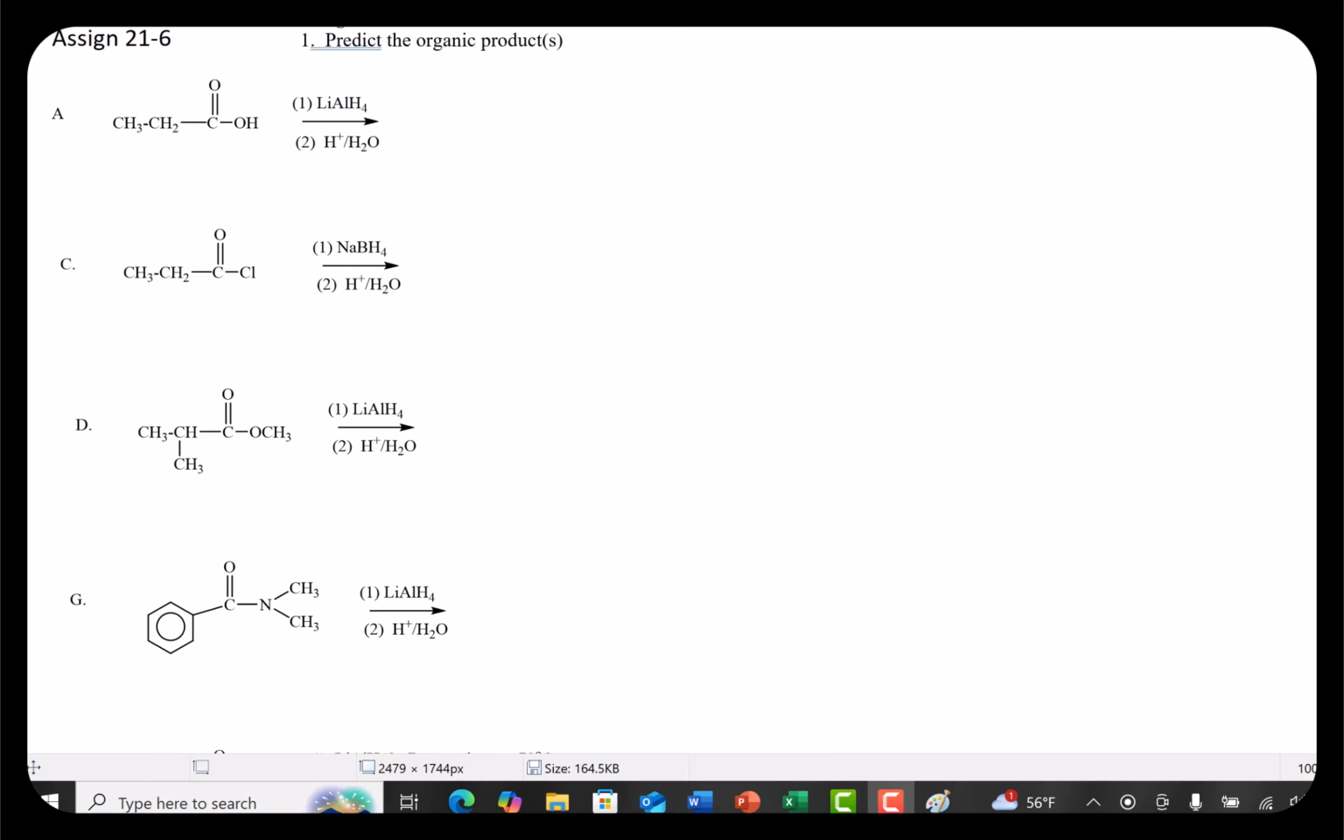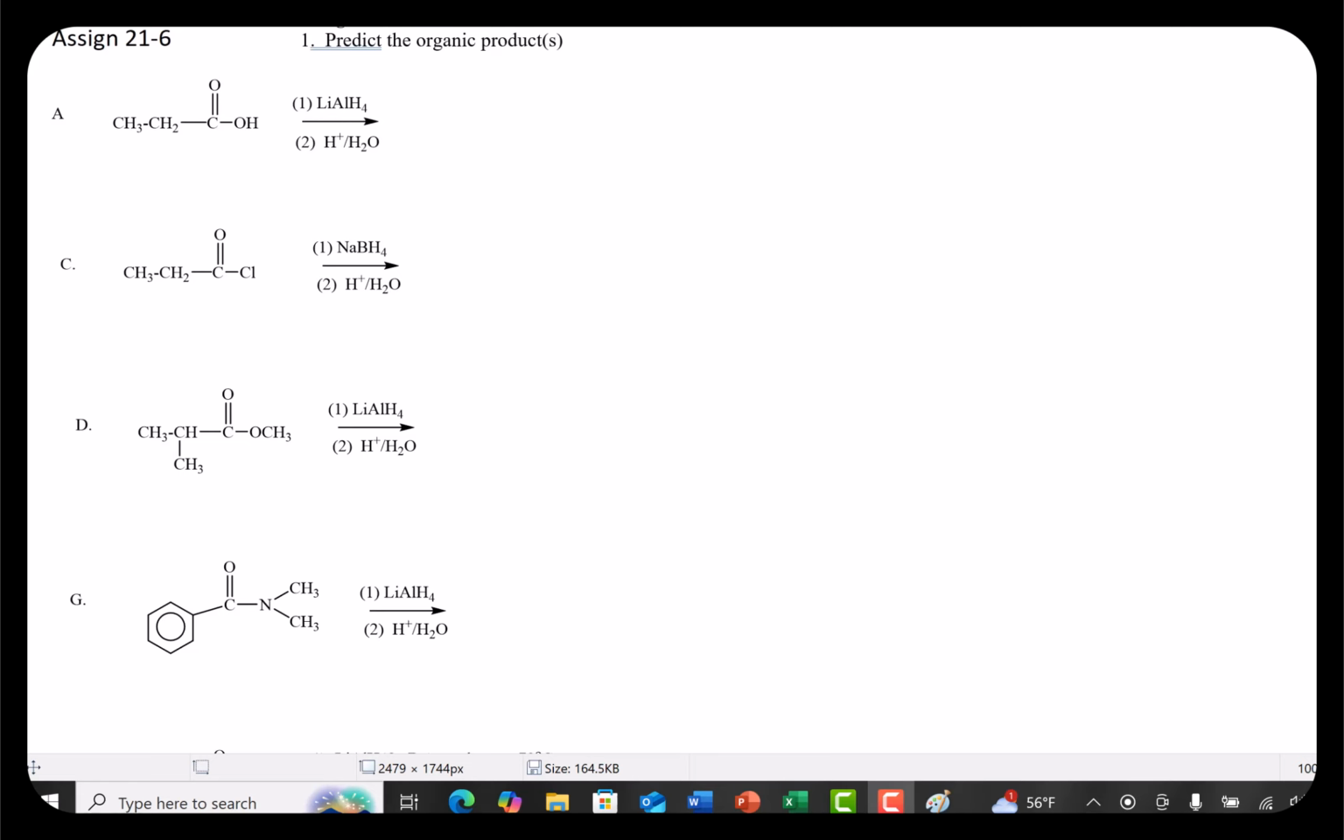Let's go down to the next one. That's the acid chloride with the sodium borohydride. Acid chloride is so reactive, you can get by with the sodium borohydride, which is not as reactive as the lithium aluminum hydride, and that's sufficiently reactive to effect a reduction that goes all the way to the alcohol. So alcohol is a product for A, for C.